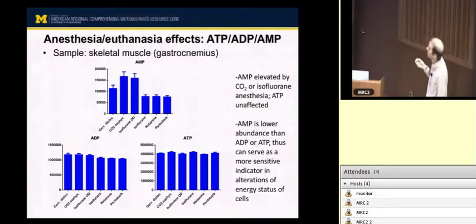But a more sensitive metabolite than ATP is AMP. So this is the lower energy state that has not been reconverted into ATP. You do see that in CO2 asphyxiation, isoflurane OD, we start to see an elevated level of AMP. So although the ATP levels are abundant and not changing under this time course, we do have some response of the nucleotides in that case.